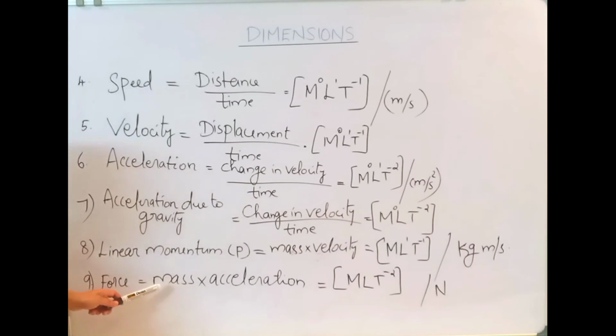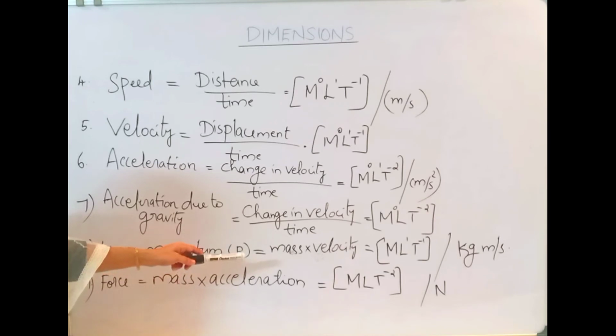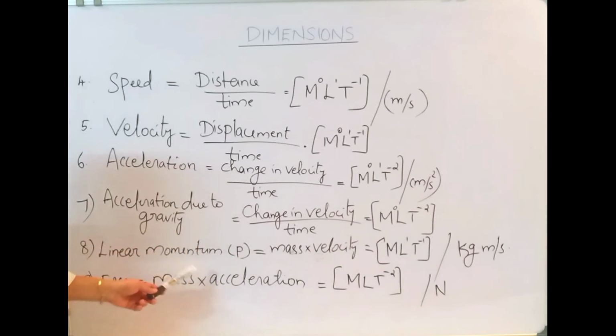Right. So how can we find mass? Mass means M1. Then what about acceleration? Change in velocity by time. That will be L T raised to minus 2. So total M L T raised to minus 2. So that is the dimension of force.